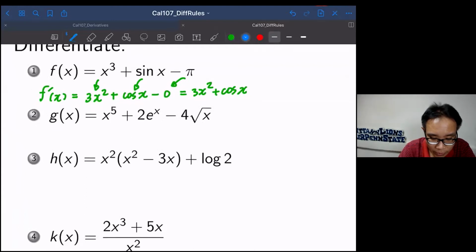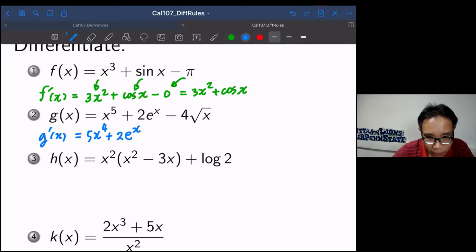Now you have g(x) equal to x to the fifth plus 2e to the x minus 4 root x. So g prime of x: the derivative of x to the fifth gives 5x to the fourth, sorry. You differentiate 2e to the x, so it's going to be 2e to the x, just like I said, ignore 2 and differentiate e to the x. And you differentiate 4 root x, and I taught you before that when you differentiate root x it's going to be 1 over 2 root x. So please memorize this.